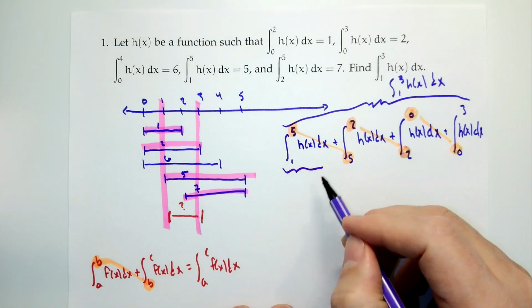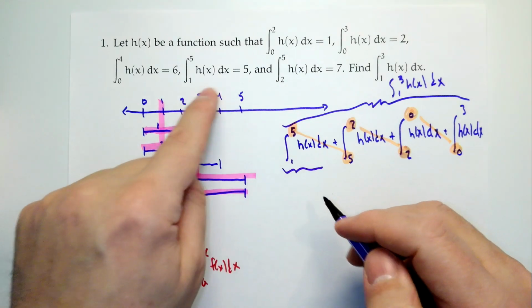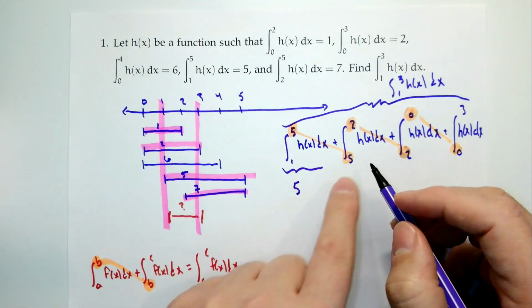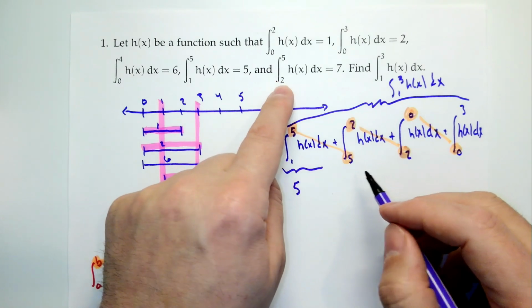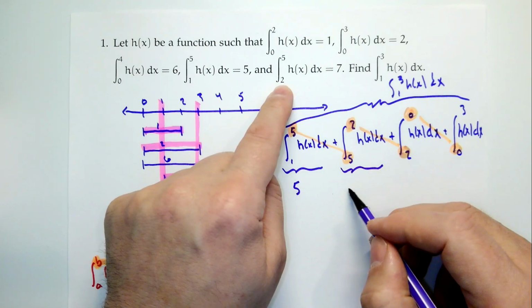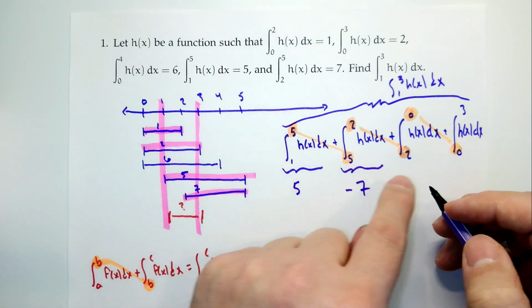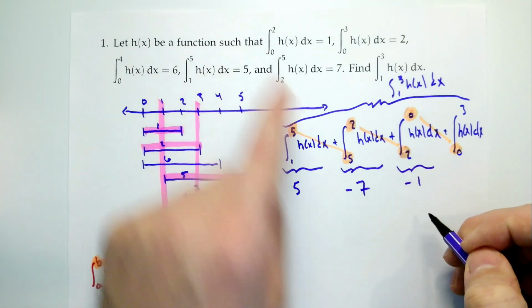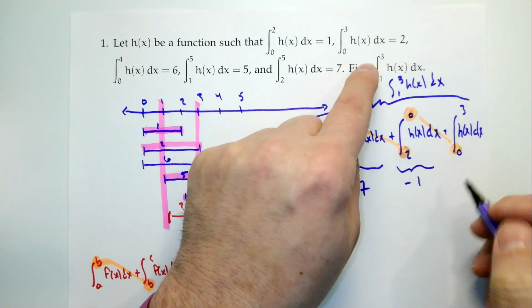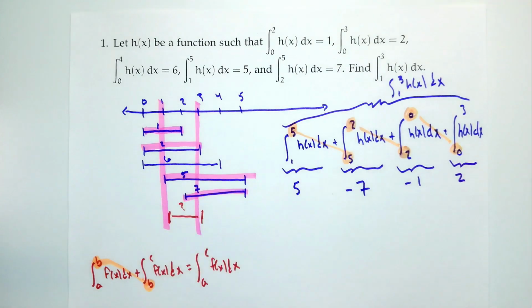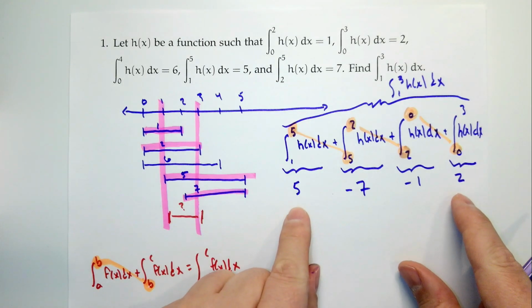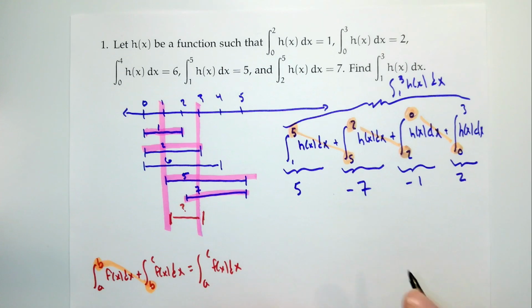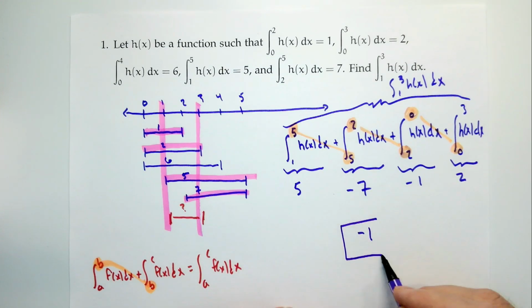Well, from 1 to 5, that would be, where's 1 to 5? There it is, it's 5. From 5 to 2 is the opposite sign of from 2 to 5. So minus 7. 2 to 0 is the opposite sign of 0 to 2. Minus 1. And 0 to 3, well, that's 2. So if we put all these things together, 5 minus 7 minus 1 and 2, it's actually pretty easy. The 5 and 2 make 7, minus 7 is 0. So we end up with minus 1.